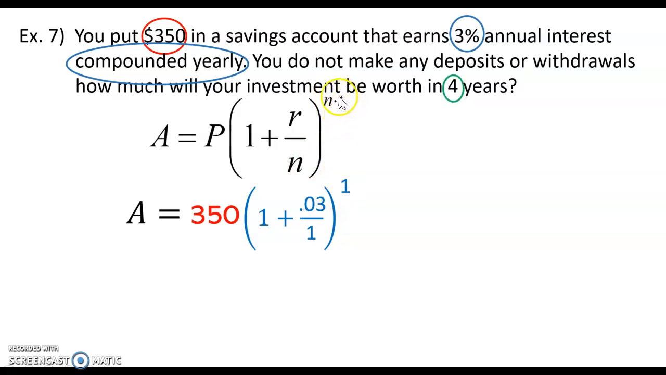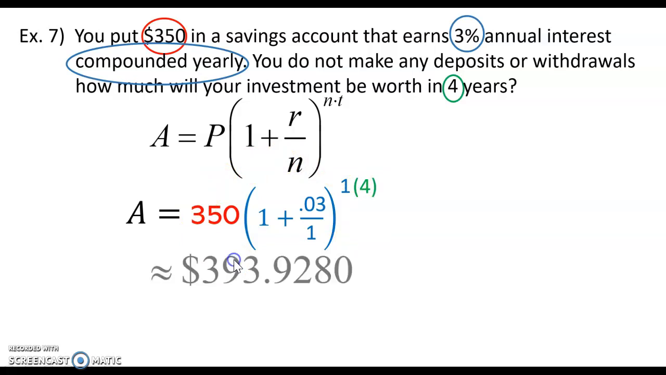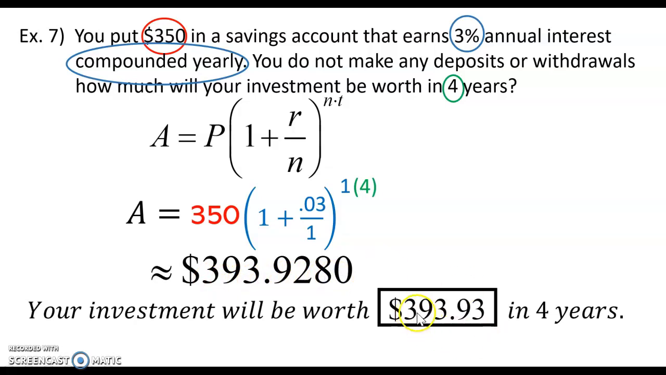The last variable that we're going to need to replace is T, and T represents the time that has elapsed, which is 4 years. After substituting all the values into the right side of the equation, you can use your calculator or Desmos to calculate or evaluate what this expression is going to equal. After inputting the information into Desmos, I got 393.9280, which is approximately $393.93. Your investment will be worth $393.93 in 4 years.